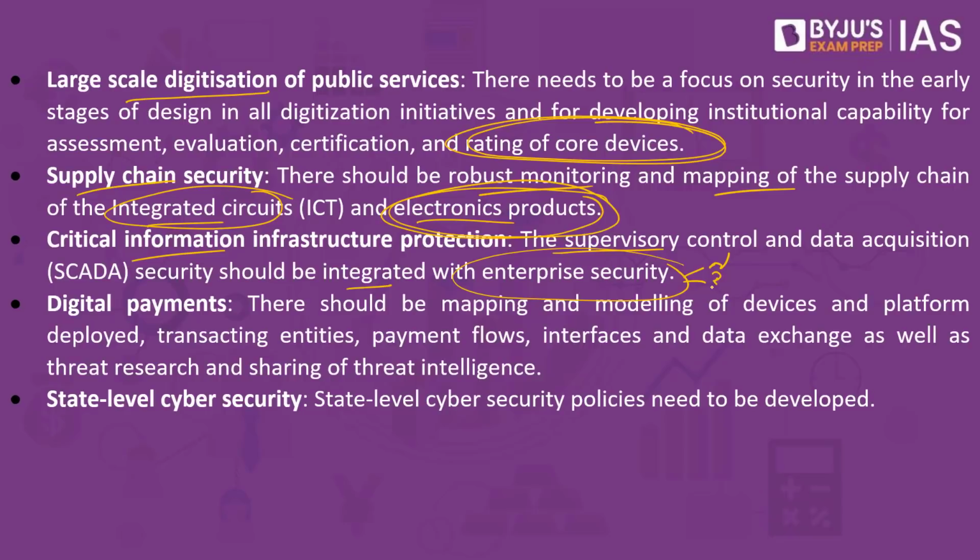So what should happen? All the vulnerabilities within this critical infrastructure should be monitored time after time, and the software applications for controlling the industrial processes and for gathering real-time data should also be monitored. That is what critical information infrastructure protection is. So the critical infrastructure's information will have to be supported by these software applications. Then we have the digital payments. There should be mapping and modeling of devices and platforms deployed, transacting entities, payment flows, interface and data exchange, as well as threat research and sharing of threat intelligence.